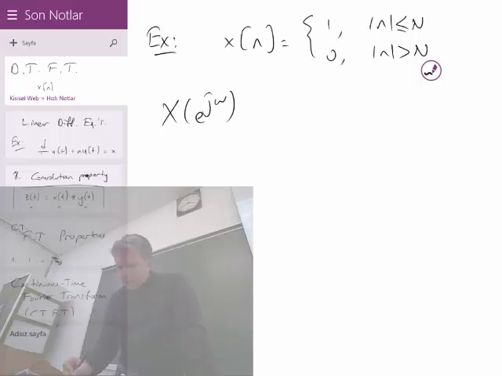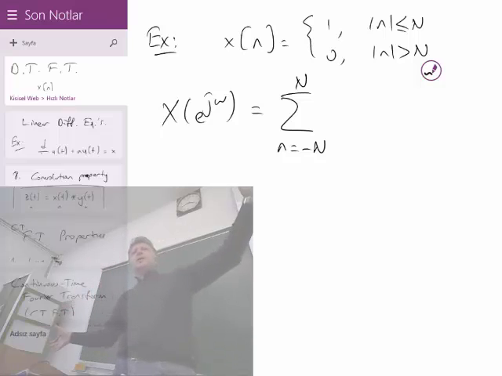X of e to the j omega, which is the Fourier transform of x of n, is a summation. Inside it, I will have to write 1, but that 1 is valid only from minus capital N to plus capital N. Out of it, it is all zeros. So I start the summation from minus capital N up to plus capital N. It's not from minus infinity to infinity. Out of these bounds, x of n will be 0. And here inside, it is now 1 times e to the minus j omega n.